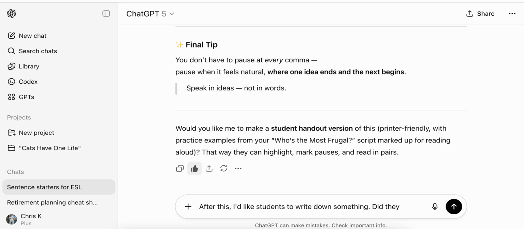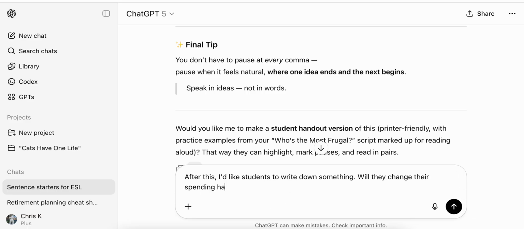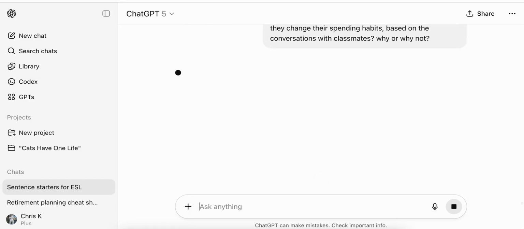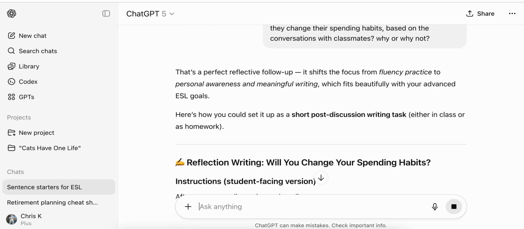Did they, will they change their spending habits based on the conversations with classmates? Why or why not? And again, I can go through the whole thing of providing language support and models and so on.